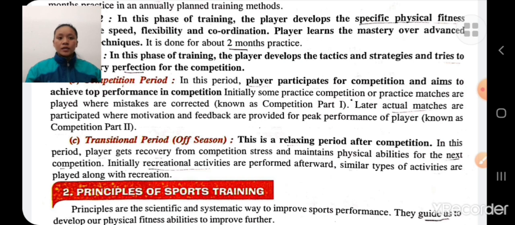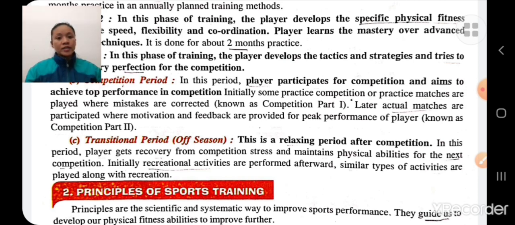The preparative period is divided into three phases. In the first phase, we develop the basic skills, in the second phase we develop advanced skills, and in the third phase we develop the tactics and strategy and make them perfect. Second is the competition period. In the competition period, the player participates in competition, but before that, he participates in some practice matches in which his mistakes are corrected, and then he participates in the actual match.